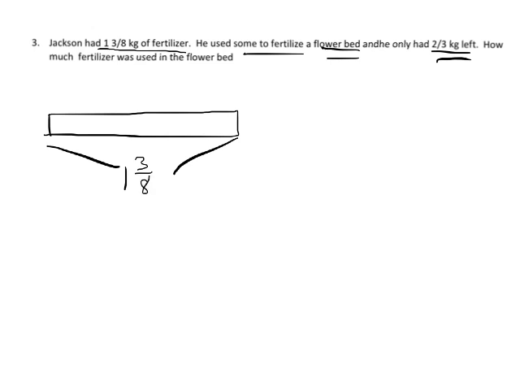So we're going to draw a tape diagram to make sure we understand what's going on. He had 1 3/8, that's our total. Now he used some, we don't know how much he used, but we know that he has 2/3 of a kilogram left over. And I'm not trying to draw this so that it's all proportional. I'm just drawing it to make sure I understand the problem. And I can see that the problem is definitely a subtraction problem. So we have 1 3/8 minus 2/3.